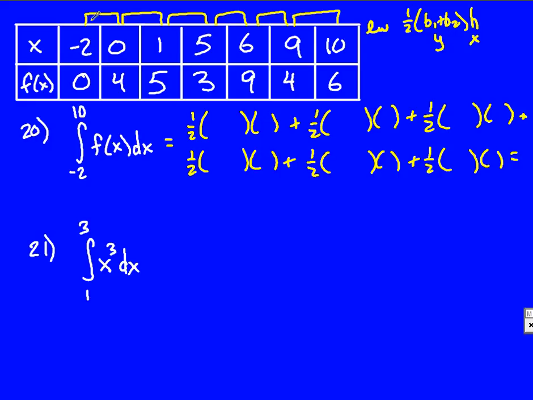So as you're going through from -2 to 0, the width, the height, is 2. From 0 to 1, it's 1. From 1 to 5, it's 4. And continuing through, 5 to 6 is 1. 6 to 9 is 3. 9 to 10 is 1.